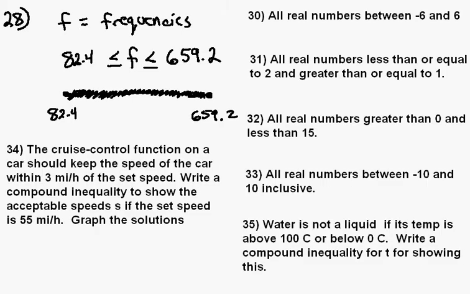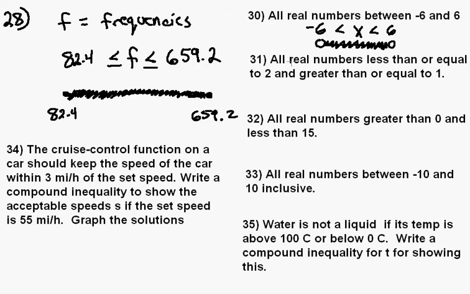Alright, so from 30 to 33, I'm supposed to write and graph a compound inequality for the numbers described. So all the real numbers between -6 and 6. Well, if we let x be all the numbers between 6 and -6, we'll have 6 on this side, -6 on this side. So it's going to be x is going to be less than 6 and greater than -6. And if I show the graph on that, it's going to be an open circle at 6, an open circle at -6, and all the points in between. So this would be darkened.